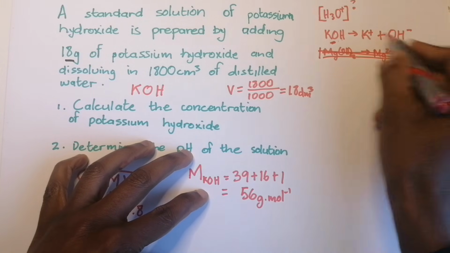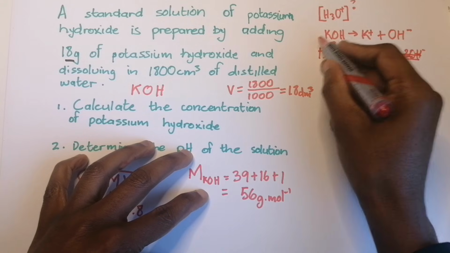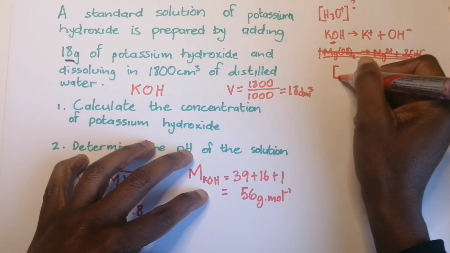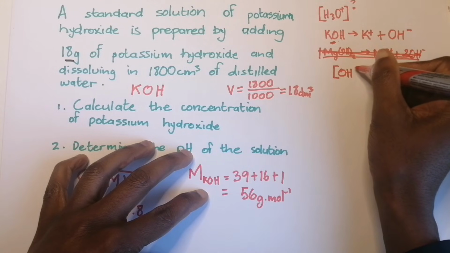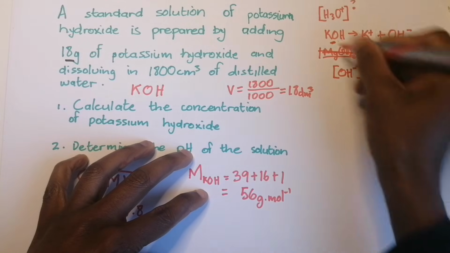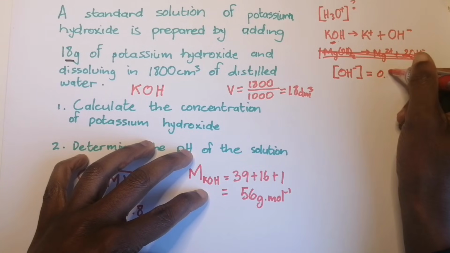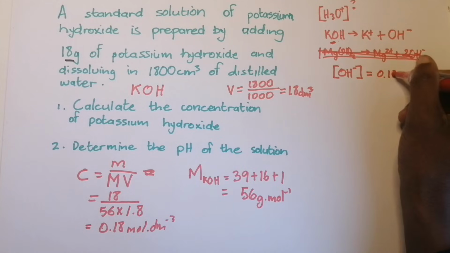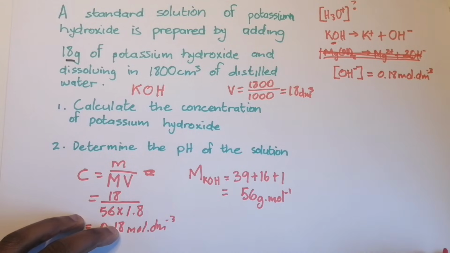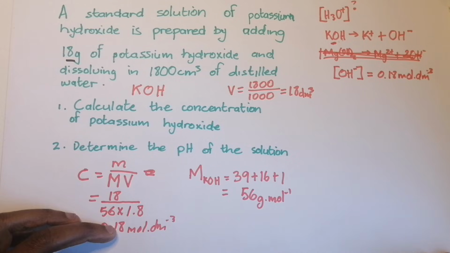All right, all we wanted to do was for this one. For every one, there's 1. So it tells me that the concentration of my hydroxide ions should be exactly the same. So OH minus is equal to 0.18 moles per cubic decimeter. Now that I've got the concentration of my hydroxide ions, can I calculate the pH? No, I can't.